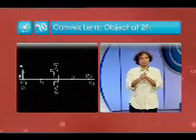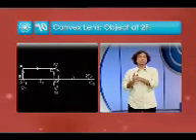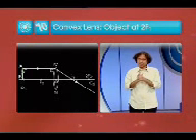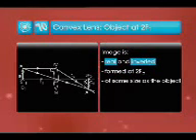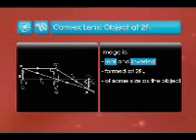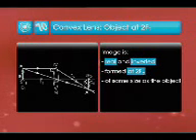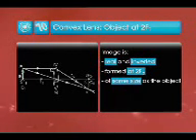Now let's take case 3. When the object is placed exactly at twice the focal length, that is 2f of the lens, then its real and inverted image is formed at twice the focal length, that is 2f2 on the other side of the lens. The image is of the same size as the object.